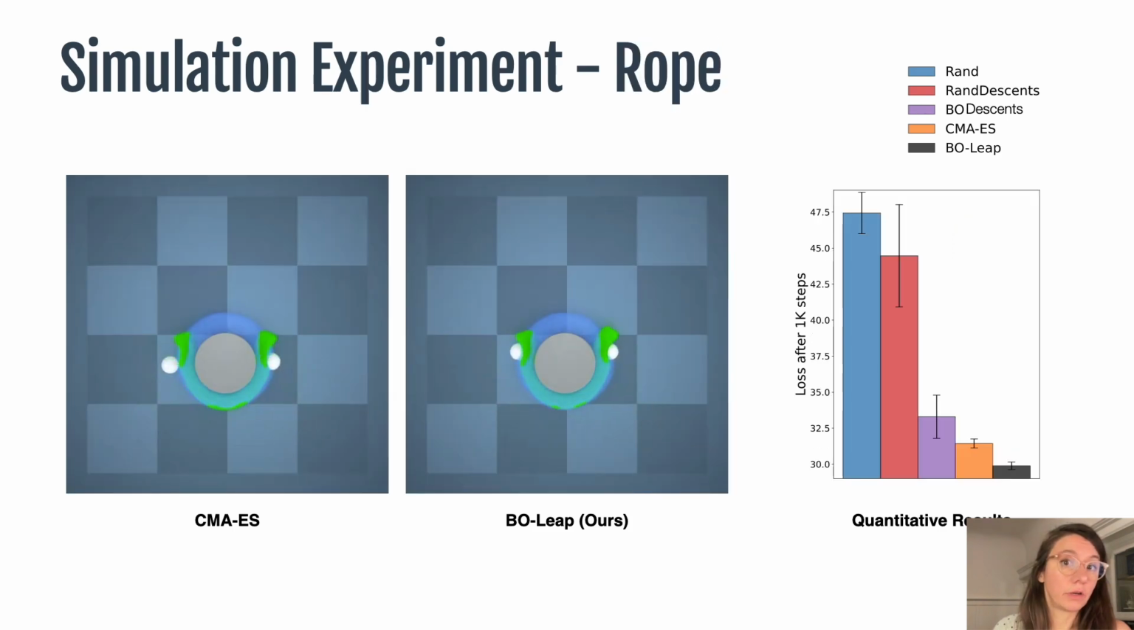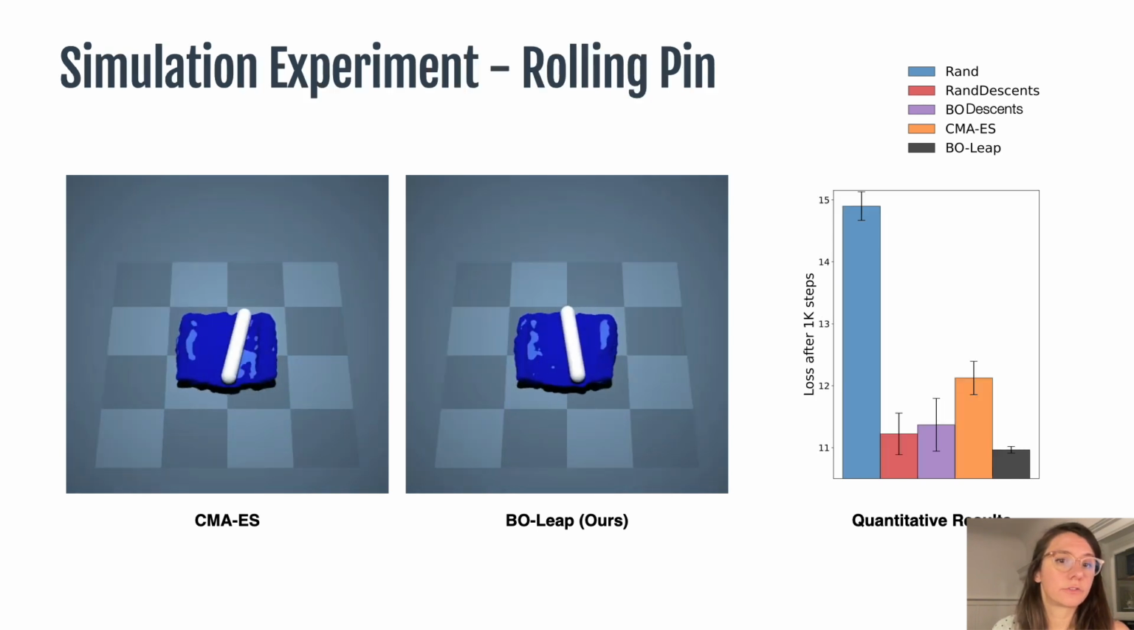And so we actually observe even larger gains for BO-LEAP in this rope scenario, where it succeeds to wrap the rope fully around the pole, while CMA-ES still leaves a gap. And BO-LEAP also has strong performance in the scenario with spreading the dough evenly across the board. So the light blue gaps here show up in the case of CMA-ES, while BO-LEAP makes a more even spread and really aligns with the desired goal shape.